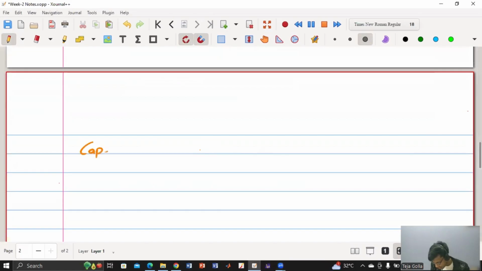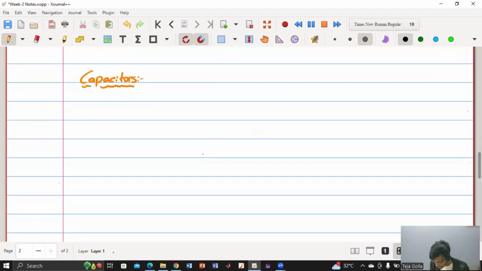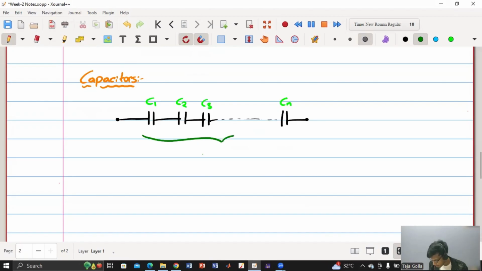What happens if I connect capacitors in series? Okay, so let us consider n such capacitors, 1, 2, 3, up to so on n. Okay, so we have C1, C2, C3, up to so on Cn. So I am asking what will be the C effective. Can anyone tell me how we'll get C effective?